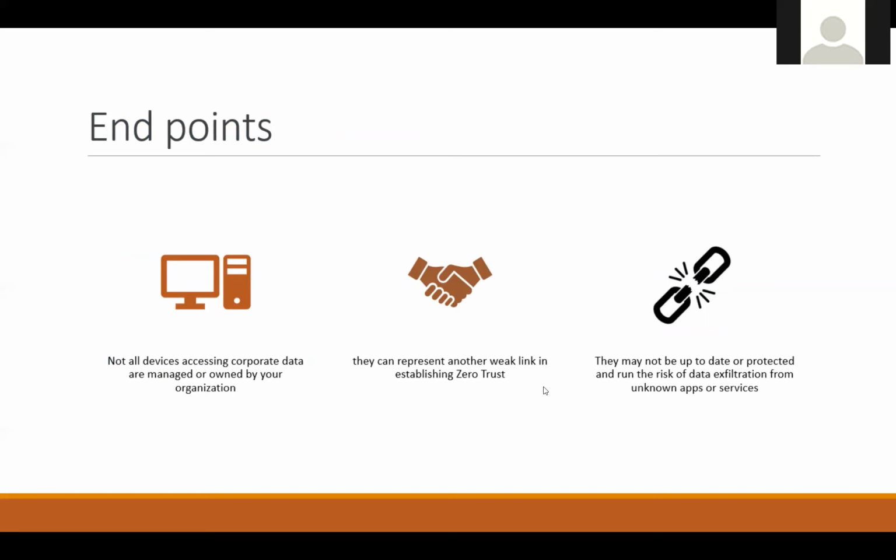The other vector is endpoints. Not all devices accessing our corporate data now are managed by or owned by the organization. They can represent another weak link in establishing zero trust. So the devices that our staff, faculty, and students are using may not be up to date or protected, or run the risk of data exfiltration from unknown apps or services.